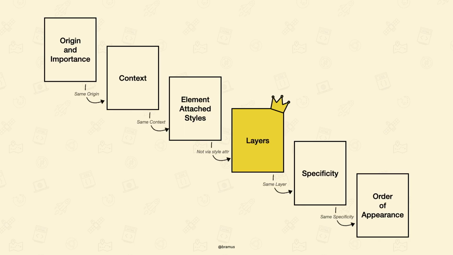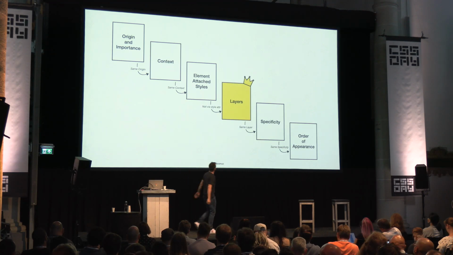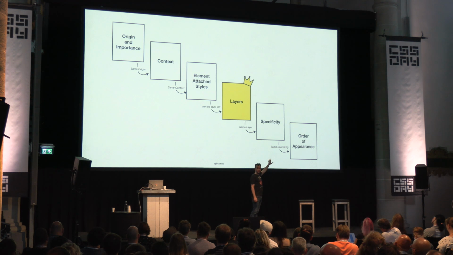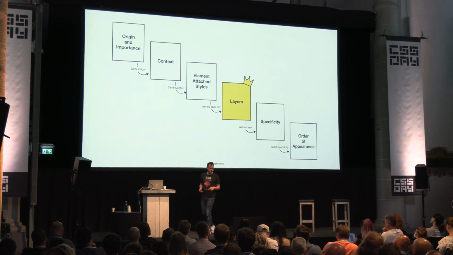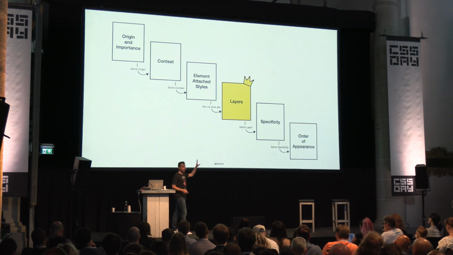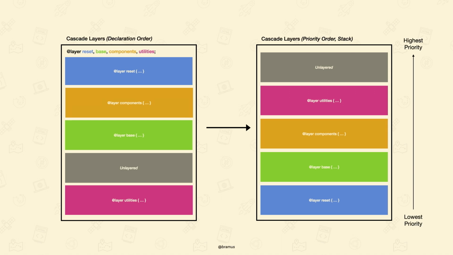So in summary, this is the Cascade. 6 steps, not 5, 6 steps by now, with layers being there right before specificity and order of appearance. Do note, one big warning to do with this: if it's part of the same layer, then it moves on to the next step, so you do still need to worry about specificity or eventually order of appearance. You just can't discard the two, you still have to know about them when the styles are part of the same layer. This is how it's done. You have your declaration order, and then you have your stacked order, like your priority order. So it's in reverse, and unlayered styles have the ultimate priority there at the top.